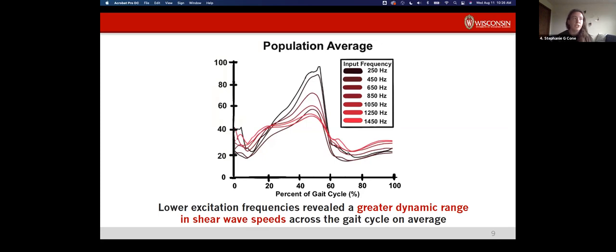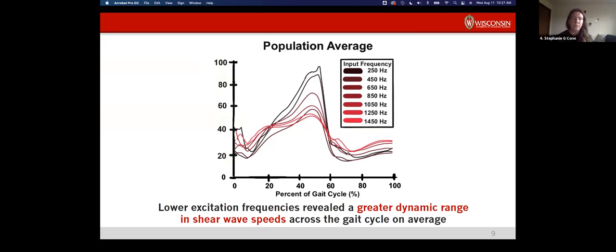Looking at this population average, again, of shear wave speed on the y-axis, what we were able to see is that across our 16 subjects, we held the same pattern of having a major effect on those push-off wave speeds, where we had large increases looking at the shortest or the slowest frequencies, the 250 hertz. We were also able to see that in the lower regions, so in the more slack tendon ranges of the gait cycle, you actually had an increase with the higher frequencies.